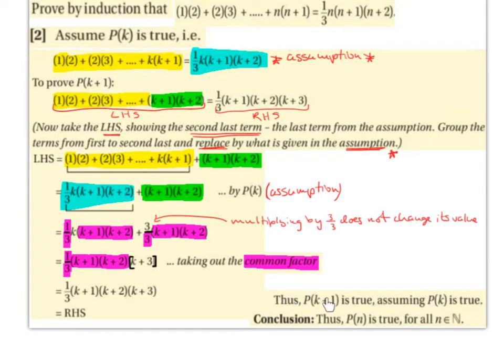Thus, p of k plus 1 is true, assuming that p of k is true. So we take this for granted that this is true. So if this is true, then this is true. And our conclusion is, thus, p of n is true for all n values elements of the natural number set.